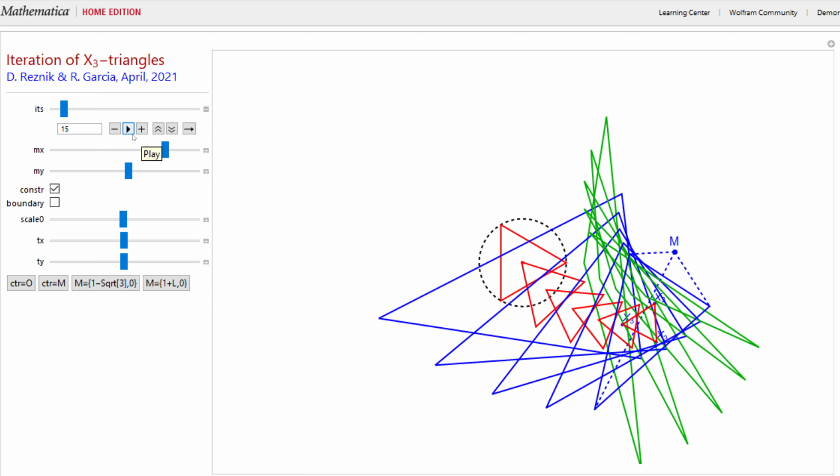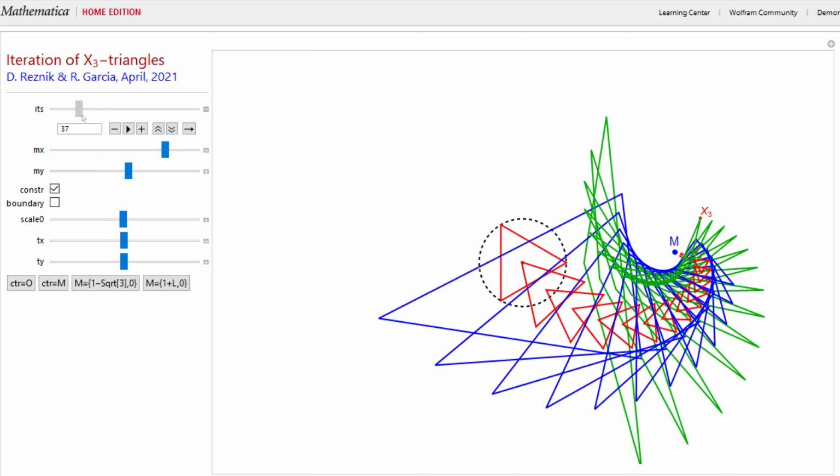In fact, if you keep repeating this iteration, you're going to notice that the set of 3 triangles is slowly going to converge to M. So now I have 28 iterations. Let's go ahead and increase this to, say, 100 iterations. And I'm going to take out the construction lines. And you're going to get this sort of logarithmic spiral of triples of triangles that converges to M.